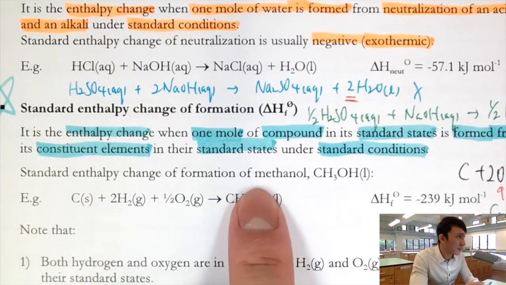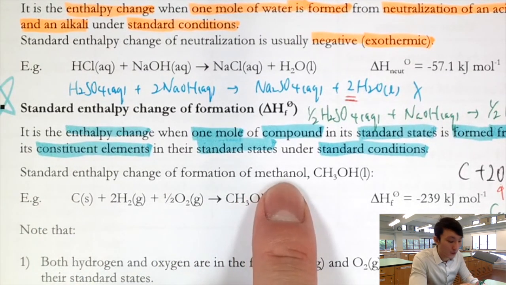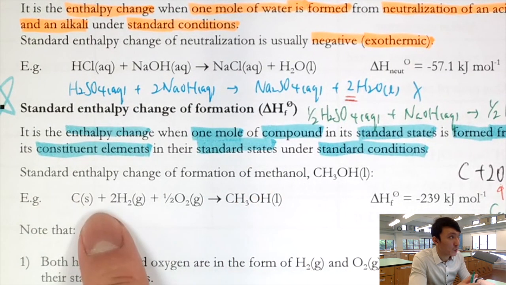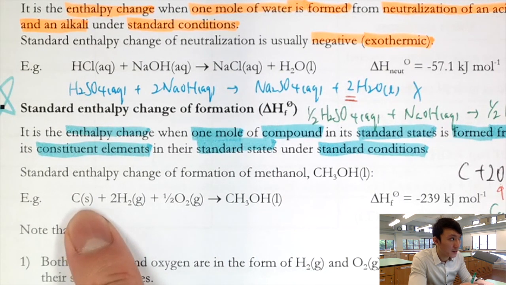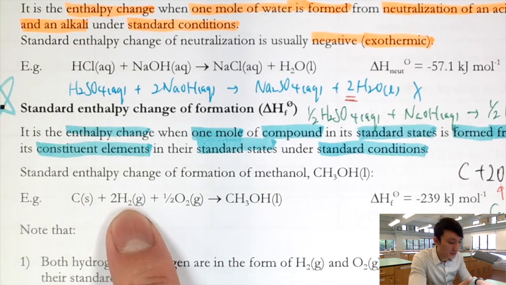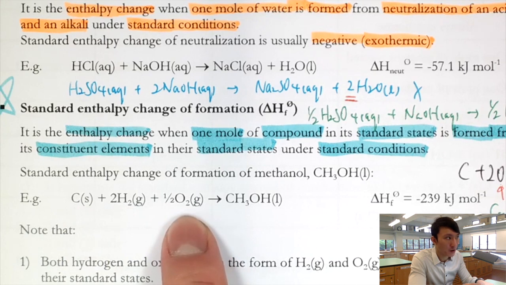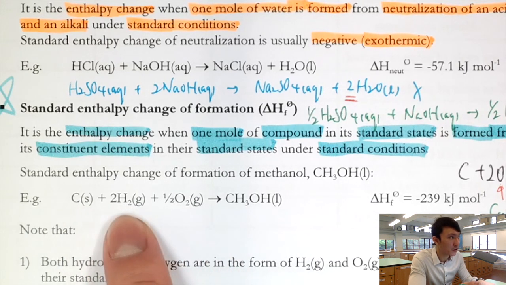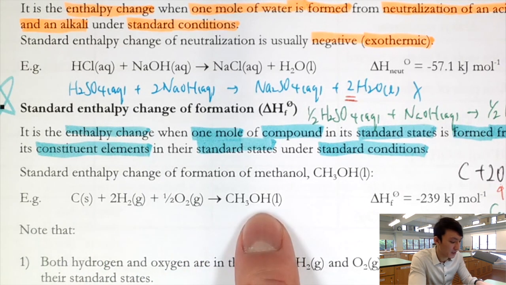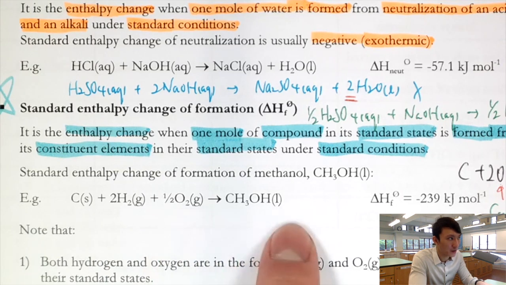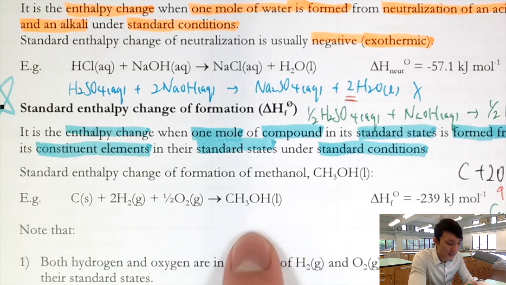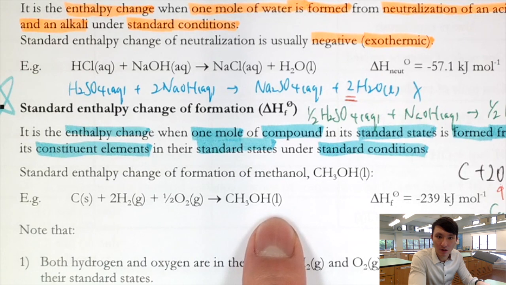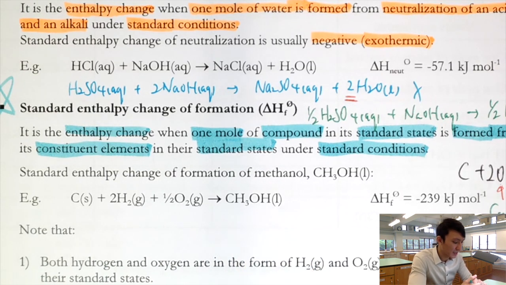So another example here is methanol. If you want to form methanol, the equation would be carbon, solid, reacts with 2 moles of hydrogen gas and half mole of oxygen gas. 2 moles of hydrogen gas give us 4 hydrogen atoms, and half mole of oxygen gas gives us 1 oxygen atom. And pay attention that methanol as an alcohol is liquid at room condition. Okay, so that's the idea.